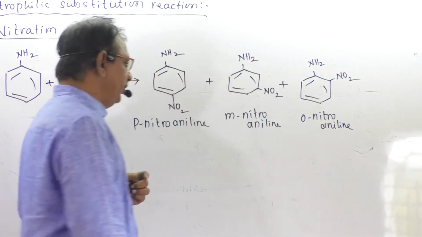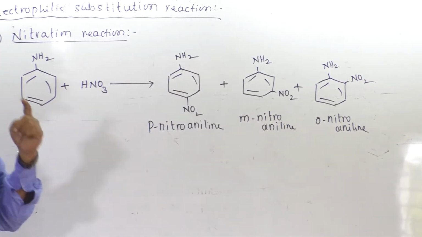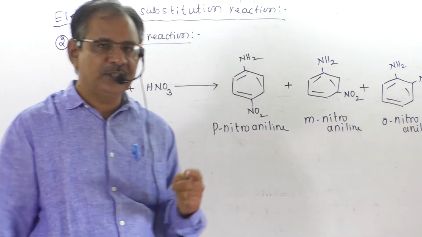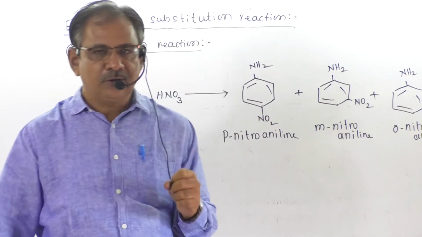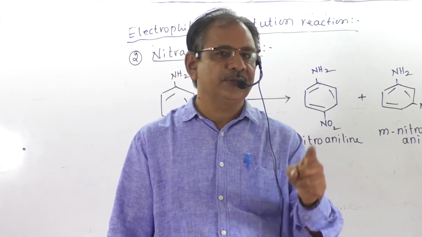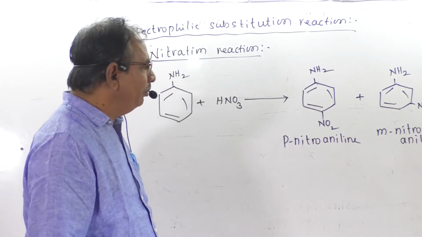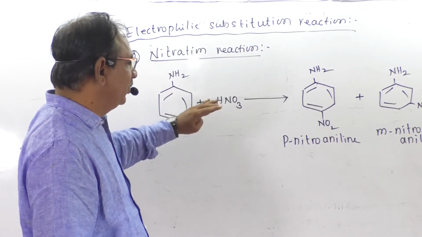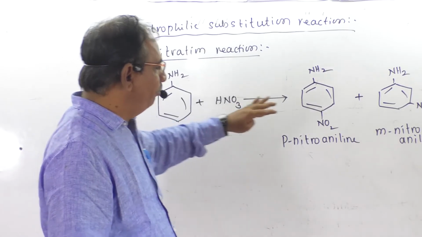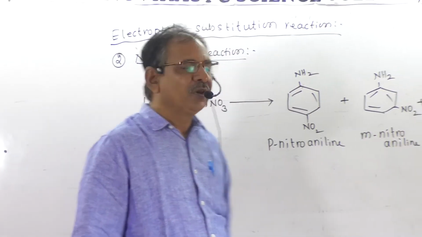Now we already discussed that, according to the resonance stabilized structure, only the ortho and para positions are highly active. So electrophilic substitution reactions take place only at the ortho as well as the para position. But in this case, during the nitration reaction, the meta position is also substituted by the nitro group.